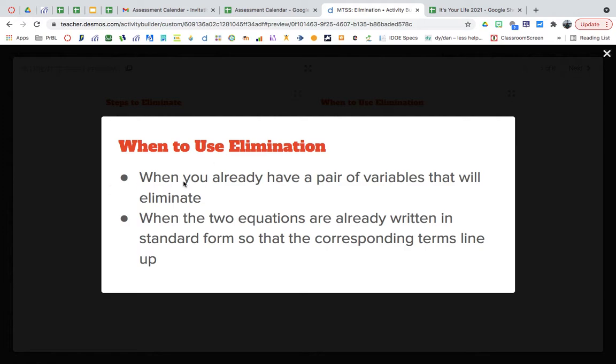Good times to use elimination: when you already have a pair of variables that will eliminate, so you already have a positive 2x and a negative 2x. Or if your two equations are already written in standard form so that the corresponding terms are lined up. The x's, the y's, and the constants all go together.